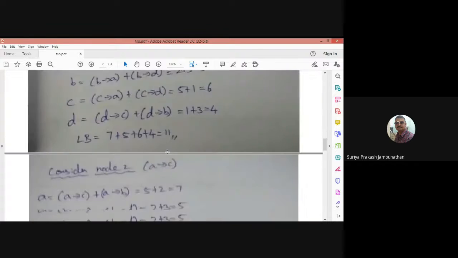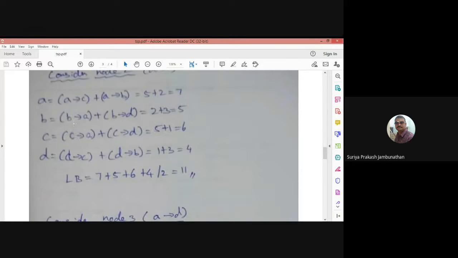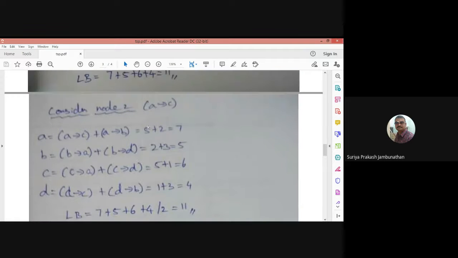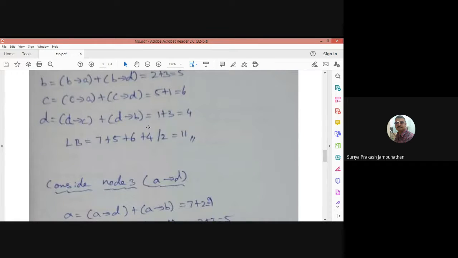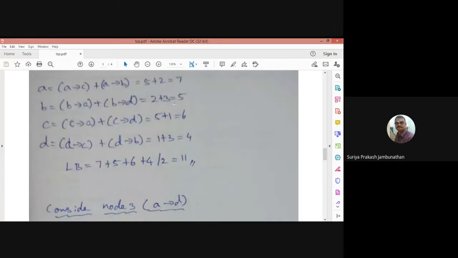Next, second node B, what are we getting? B to A, B to D. So B to A, B to D, we are getting 2 plus 3, that is 5. When you are going from C to A, C to D, that is 5 plus 1, 6. Again, from D to C, D to B, we are getting 1 plus 3, 4.